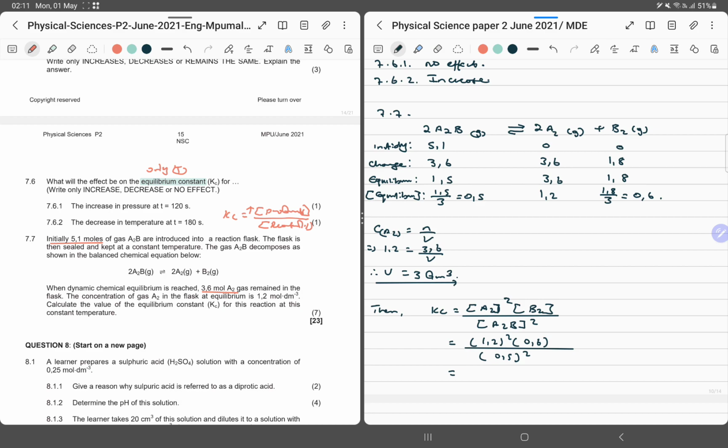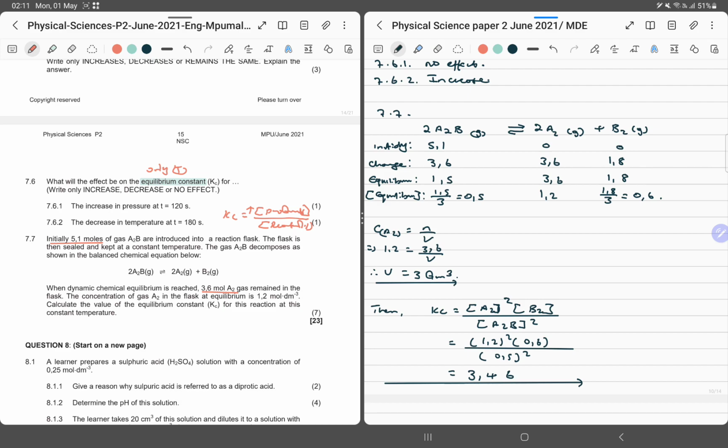So what I'm getting here is 3.46 to 2 decimal places. Remember, we're told minimum, so we're just going to keep it to the minimum. Okay guys, so that is the story, so we can just move on.